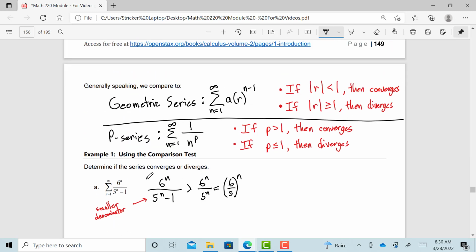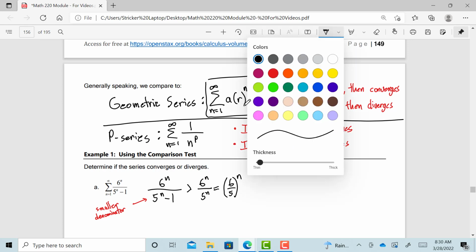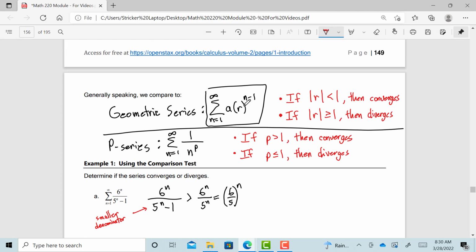That looks like this geometric series that we're familiar with, and we know that geometric series converge or diverge based on the value of r. Now, what's r in this case? Right? R is 6/5. So is this going to converge or diverge? Well, hopefully you said that it's going to diverge because r is bigger than 1.